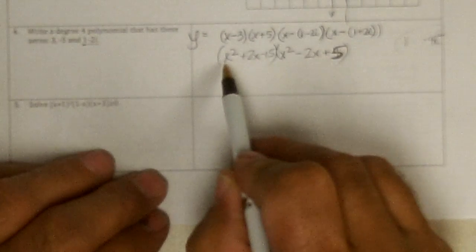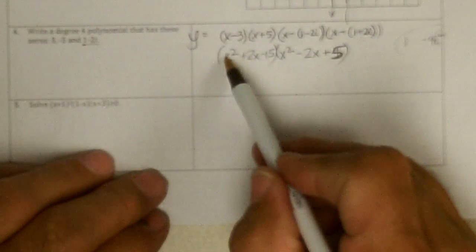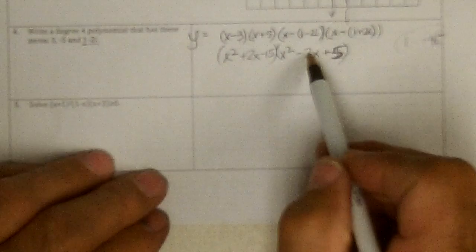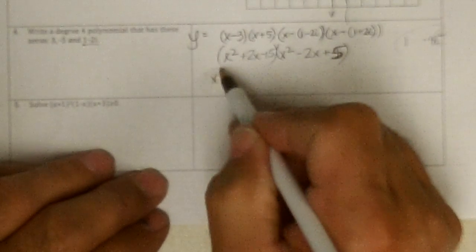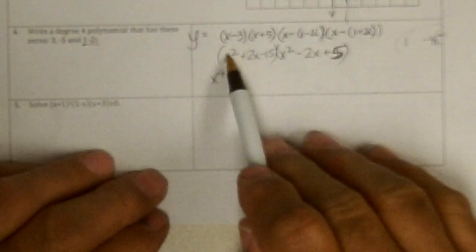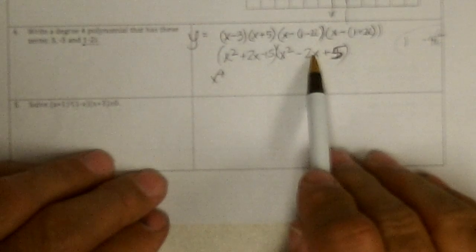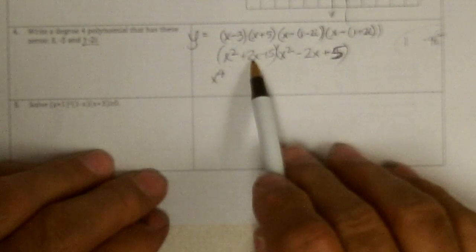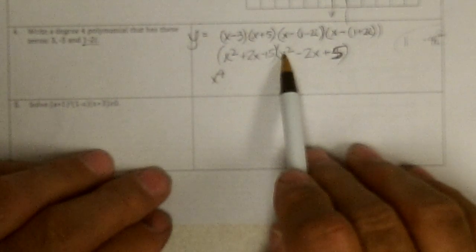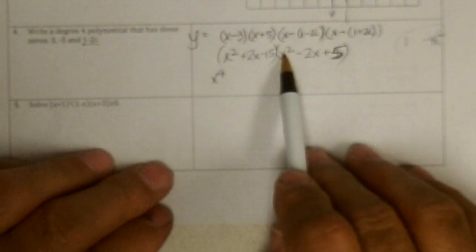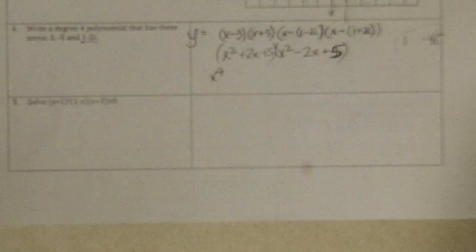And then I can continue multiplying here, but I think the rest of this is pretty easy for you to do. That'd be x to the 4th. Well, let's just do it. X to the 4th. We're going to have minus 2x to the 3rd plus 2x to the 3rd. So they're going to cancel.